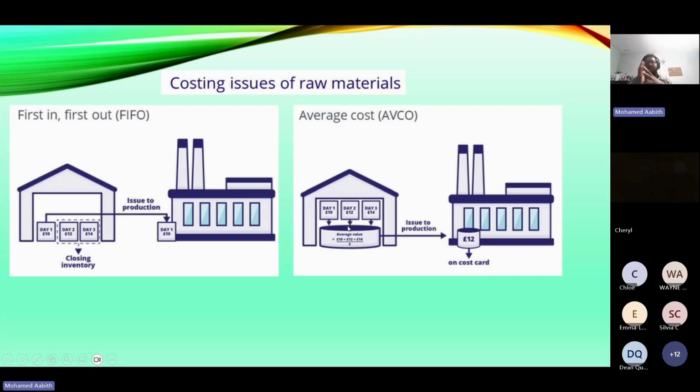And then we clump them together and find an average price. How are we going to do it? All the costs are added together and divided by the quantity. So we will give you an average value of one item. So we're going to have an average value of 12 pounds there, because if I say 10, 12 and 14, add them all together, it's going to give you 36. Divide by 3, because there were 3 items there. Each one of them has an average value of 12 pounds.